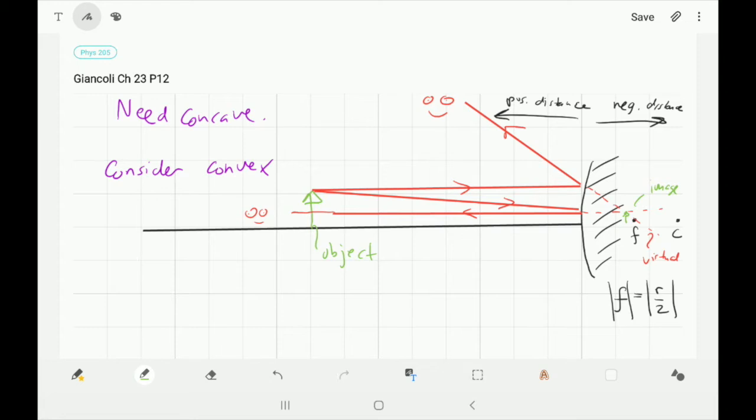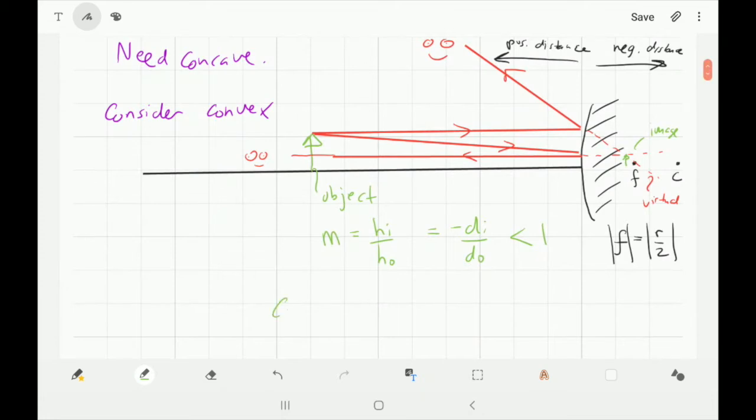The image is upright, but is most certainly smaller. That is to say that the magnification, which is given by the height of the image divided by the height of the object, which, as it turns out, is also equal to minus the distance to the image over the distance to the object. In this particular case, this is certainly going to be less than 1. And it actually doesn't matter how close you bring the object to the mirror. You can actually make the following statement that a convex mirror always has a magnification less than or equal to 1. There's a special case in which the magnification would be equal to 1, but it's never going to be bigger.